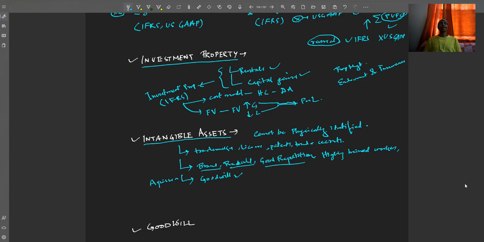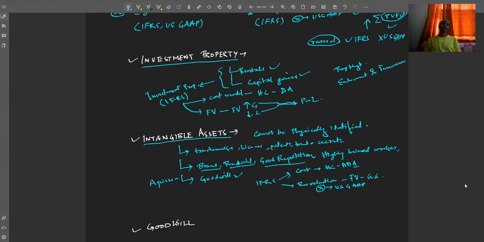How is intangible asset reported? Under IFRS, it is reported under the cost model or the revaluation model. We already know what the cost model is. It is historical cost minus accumulated depreciation and amortization. In the case of intangible assets, it's basically called amortization. Revaluation means you determine the fair value of it and reduce any accumulated amortization. US GAAP does not allow the revaluation model. It only allows the cost model.